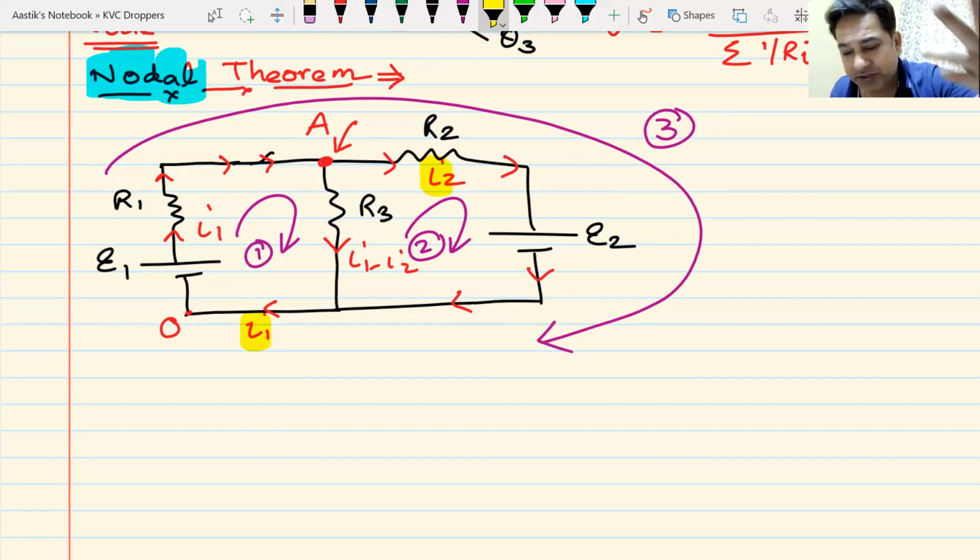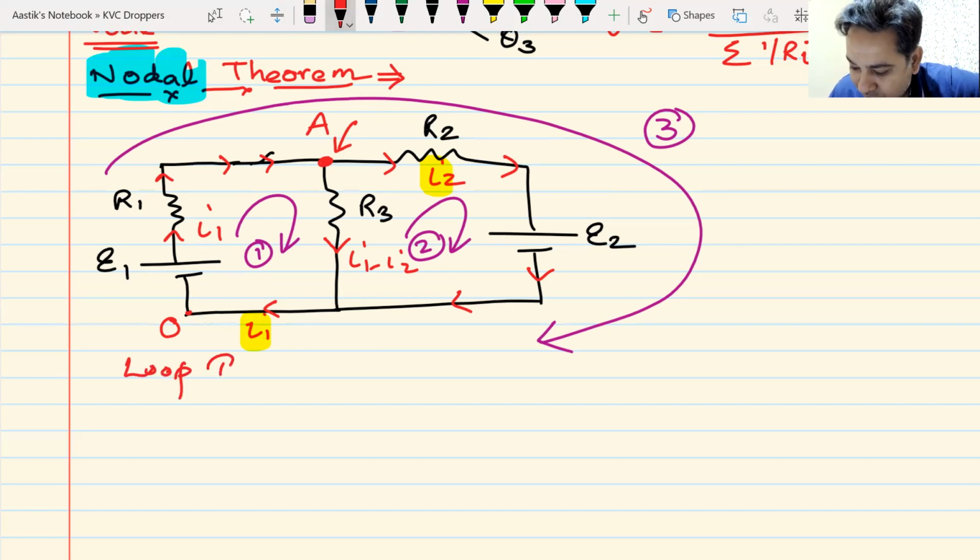The only question now remains to find out the value of I1 and I2. Two unknowns, so we need two equations. Either I can go for loop number 1 and 2, or loop number 1 and 3, or loop number 2 and 3, depending on how you do it. I'll just write the equation. If I write the equation for loop number 1, can you tell me what will be the Kirchhoff's equation for loop number 1? I1 R1.